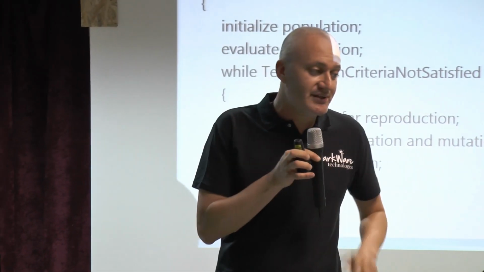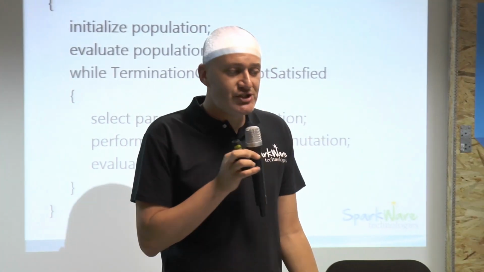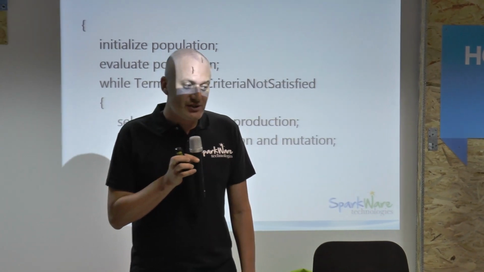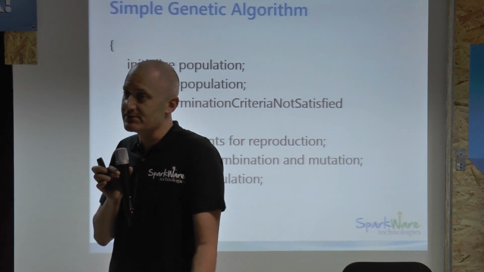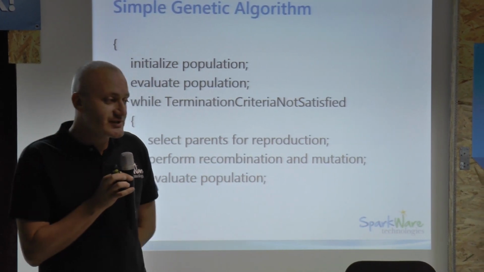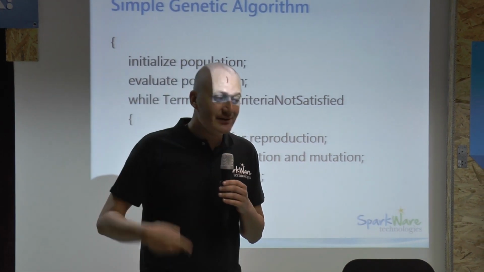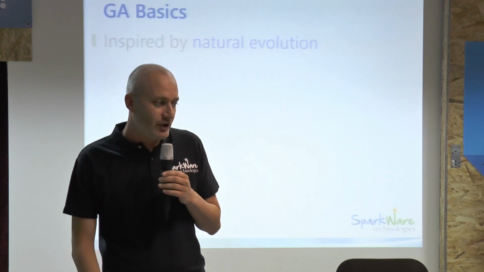The simplest genetic algorithm would look like the following slide. We initialize the population, the different organisms, or the different ways to solve the problem. We evaluate the population. And as long as the termination criteria are not satisfied, that is, we haven't reached a solution that is good enough, we select parents for reproduction, perform recombination and mutation, and then reevaluate the population, and we repeat that.